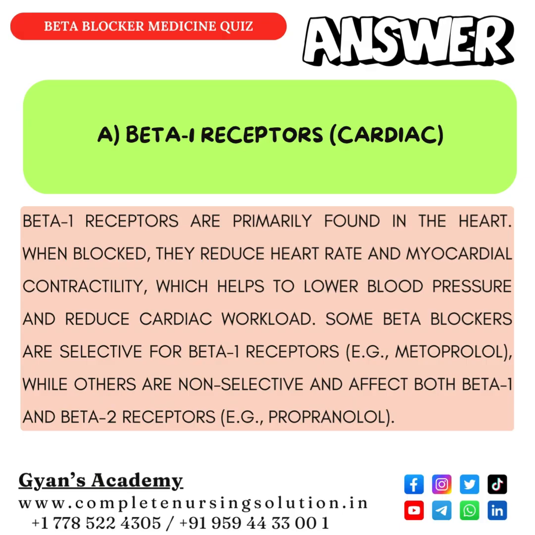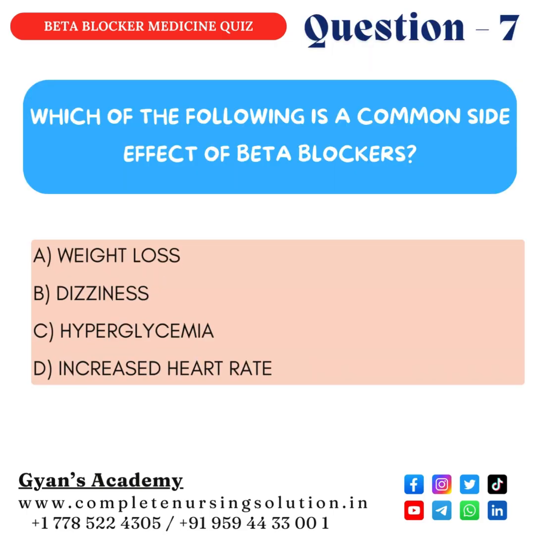Explanation. Beta-1 receptors are primarily found in the heart. When blocked, they reduce heart rate and myocardial contractility, which helps to lower blood pressure and reduce cardiac workload. Some beta blockers are selective for beta-1 receptors, for example, metoprolol, while others are non-selective and affect both beta-1 and beta-2 receptors, for example, propranolol. Which of the following is a common side effect of beta blockers?